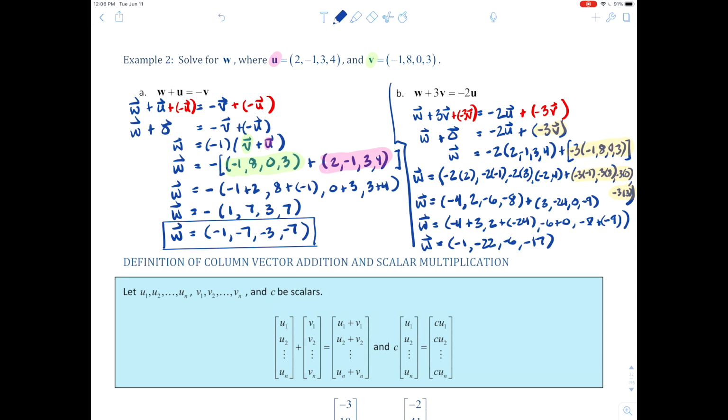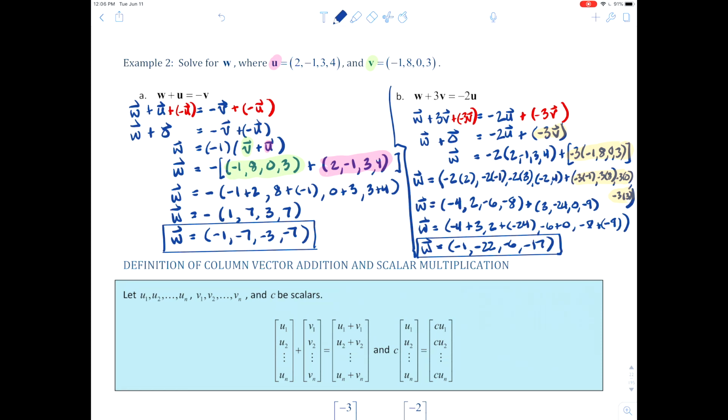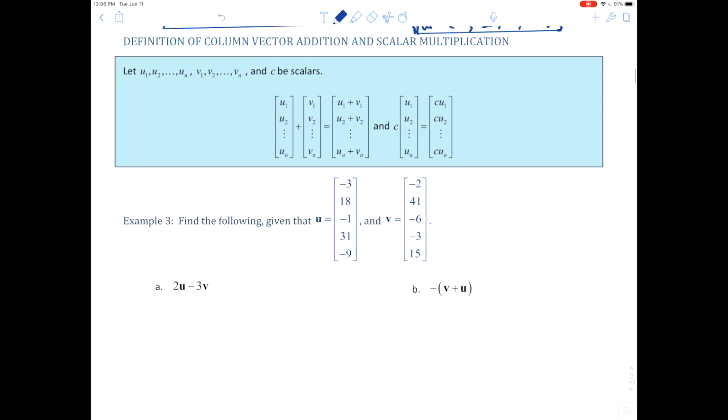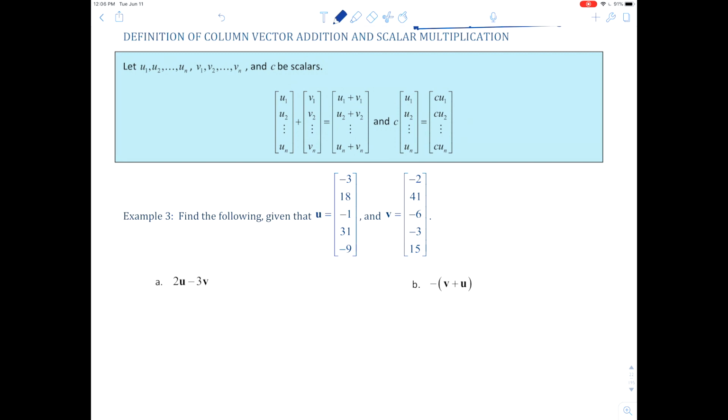So I recognize that you probably did this in a much shorter amount of time, which is fine, but I wanted to show you how we're using the properties. All right? So next up we have the definition of column vector addition and scalar multiplication. So here, let u1, u2 all the way down to un, and v1, v2 all the way down to vn, and c be scalars. So if you're adding any two columns, it's really the same type of situation.